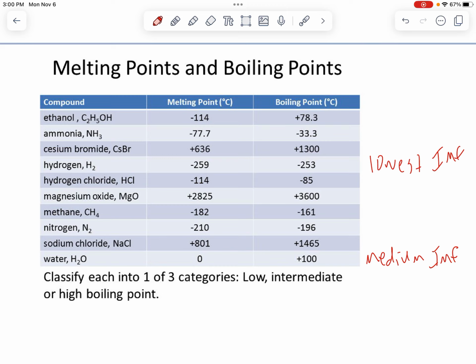And then which compounds have the highest IMFs? Well, we just look for the highest melting and boiling points. Look at this stuff here. Whoa. So magnesium oxide, MgO. Notice that this is an ionic bond, metal and nonmetal. And then look at the melting point of this thing, 2,825 degrees Celsius. That's crazy. That is ridiculously hot. And then you can even boil it, but it takes 3,600 degrees Celsius. So this thing does not want to break away as a solid. It wants to stay as a solid really, really bad.